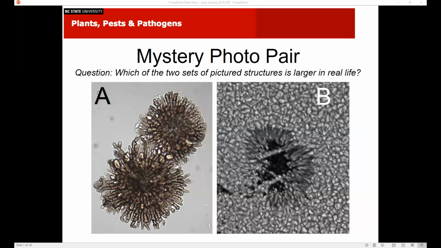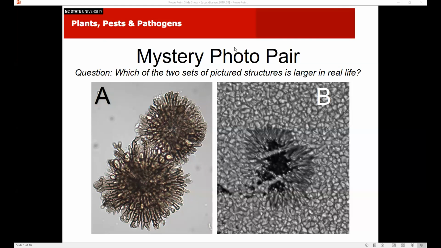All right, let me see, find my. So can everyone see a full screen picture of a mystery photo pair? Yes. Looks good from here. All right. There we go. I'd lost my chat box when I went to the screen share.